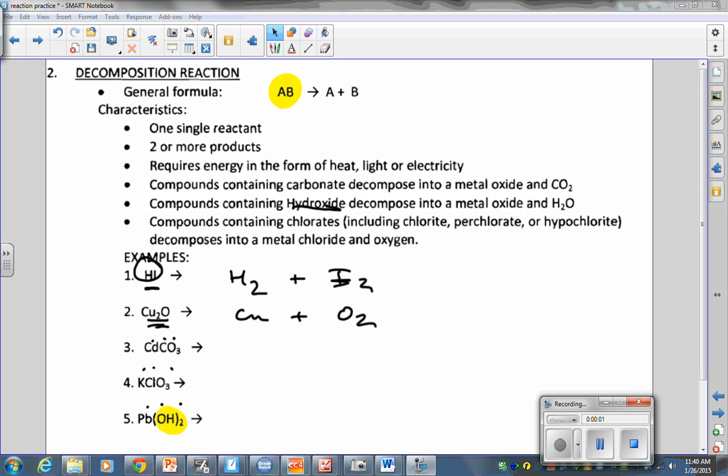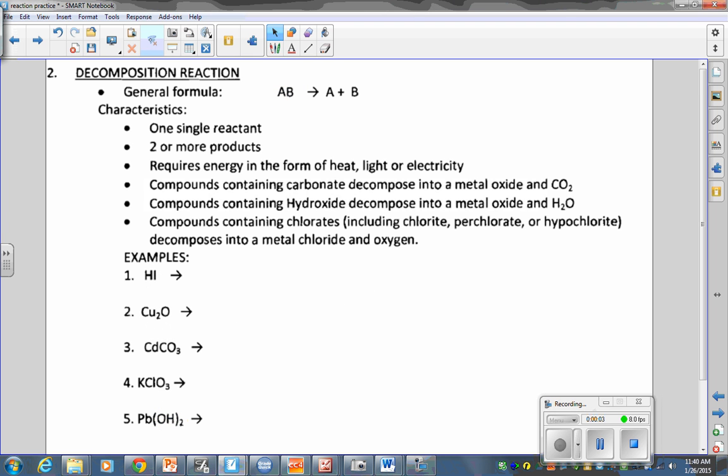Decomposition reaction. Decomp's a breakup. Like Taylor Swift said, we're never, ever, ever getting back together. How do you know a decomp? If you notice, you only have one thing on the left-hand side. The natural thing that you have to do is then break them up.